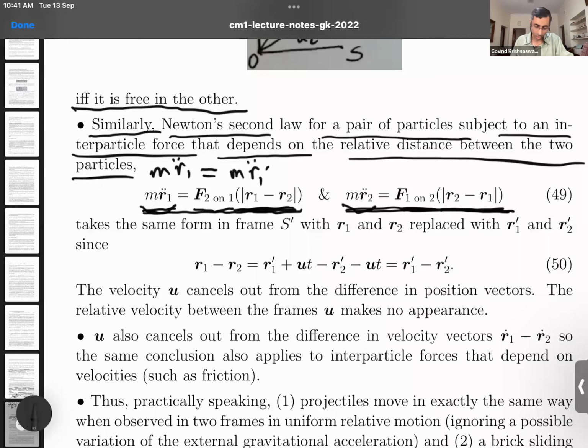Okay, so the left-hand sides don't change. Now, what about the right-hand sides? Since the force depends on the relative location of the two particles, I must consider R1 minus R2. For that, I substitute R1 equal to R1 prime plus Ut, and R2 equal to R2 prime plus Ut. That was the transformation that we just worked out a moment ago.